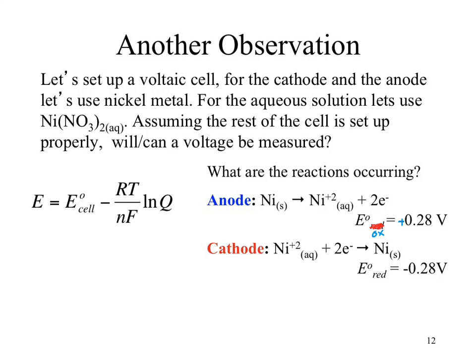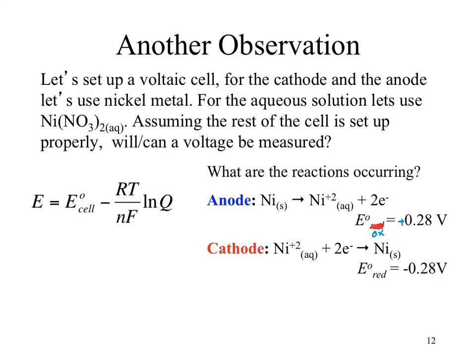At the cathode, what happens? Reduction, or a gain of electrons. So let's take nickel ion plus 2 electrons to make nickel solid. That's a reduction, so we look up our reduction potential, we get negative 0.28, go figure. What's our standard cell potential for this reaction? 0. So one of our potential answers would be no, we can't measure a voltage. But what does that assume? Not even at equilibrium. That assumes we are at standard conditions.